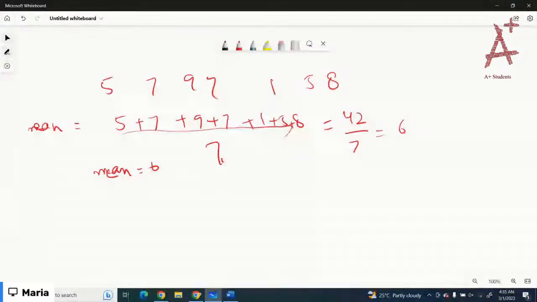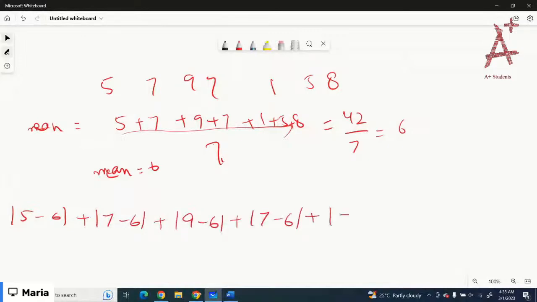Subtract the mean from all the given numbers and calculate their absolute value. 5 minus 6, 7 minus 6, 9 minus 6, 7 minus 6, 1 minus 6, 5 minus 6, 8 minus 6. 5 minus 6 is 1, 7 minus 6 is 1, 9 minus 6 is 3, 7 minus 6 is 1, 1 minus 6 is 5, 5 minus 6 is 1, 8 minus 6 is 2.